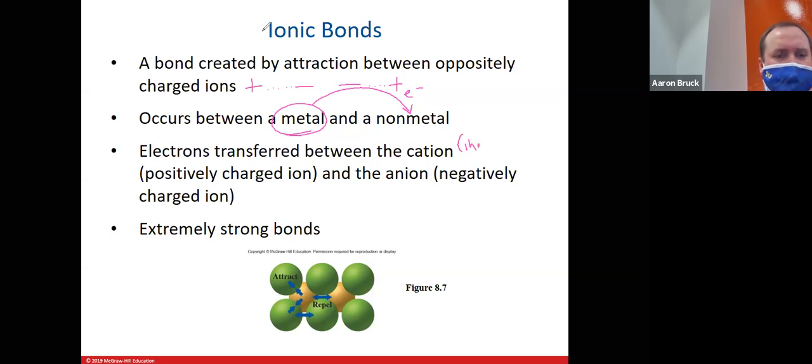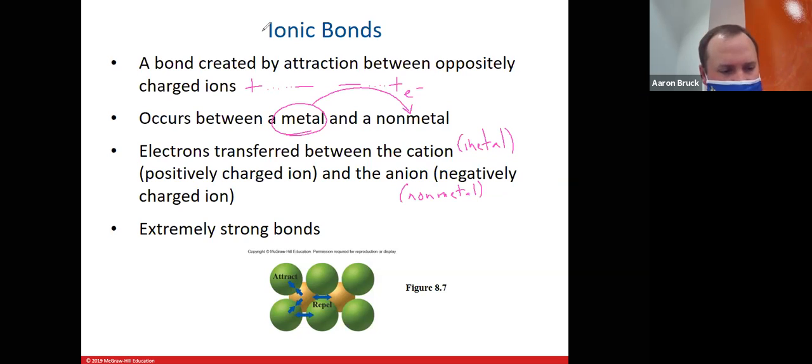So my metal ions tend to be my cations. My nonmetal ions tend to be anions. And electrons are going from the metal to the nonmetal in order to make those ions in the first place.